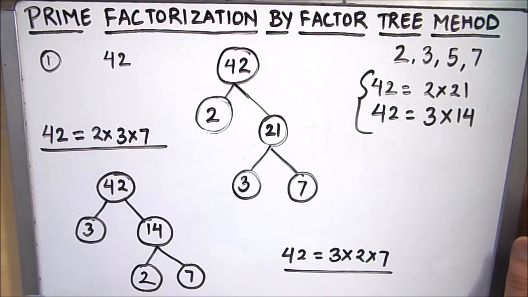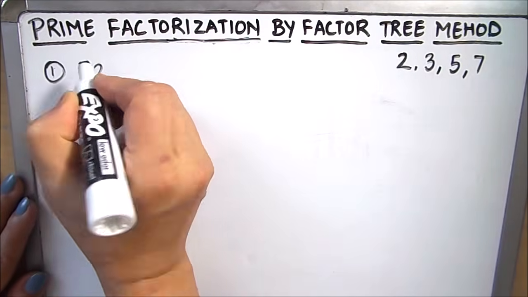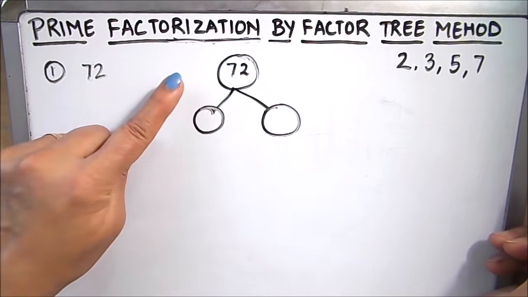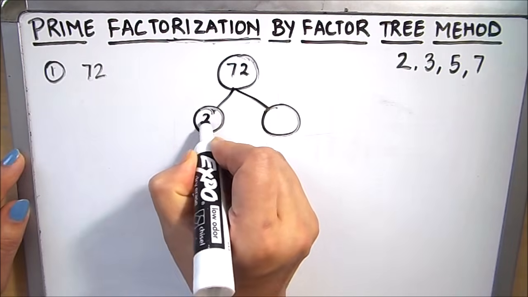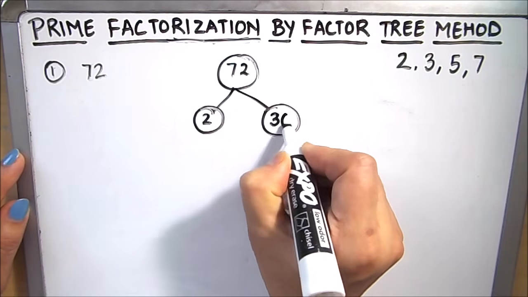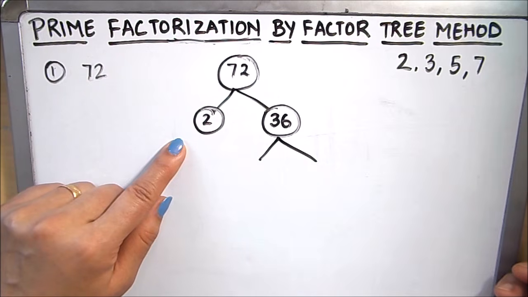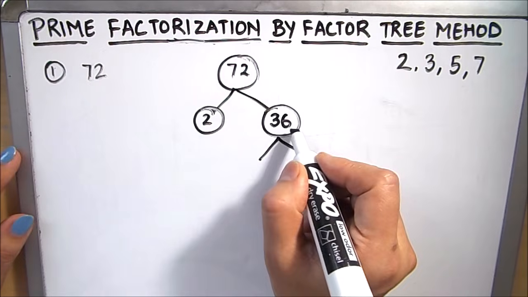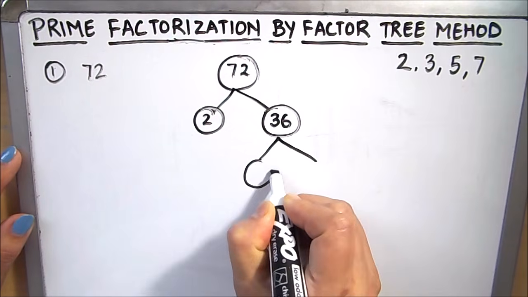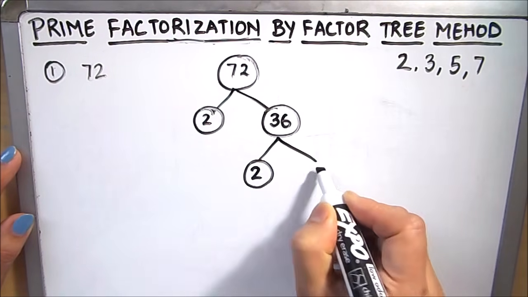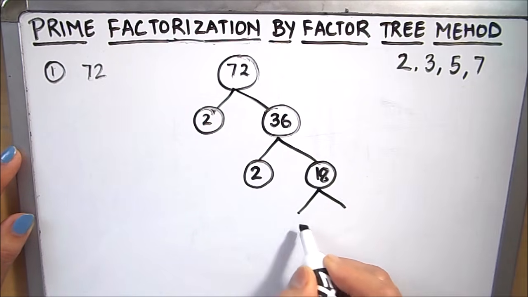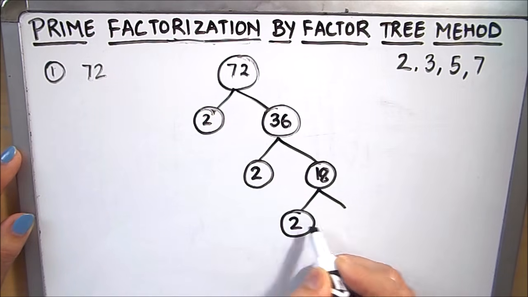Let's take one more example and find the factors of 72 by the factor tree method. We'll write 72 like this, and as it is an even number, it is divisible by 2. So we write 2 times 36 is 72. 2 is a prime number. It cannot be broken down further. 36 is an even number, so we write 2 times 18. 18 again is an even number, so we write 2 times 9.